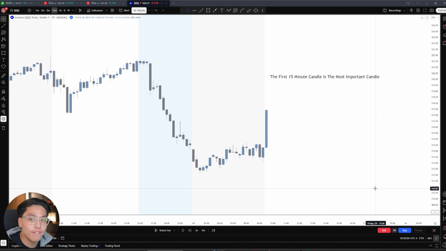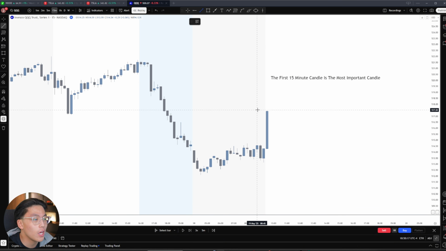So the first 15-minute candle is the most important candle when it comes to trading. This candle tells you everything that you need to know about the potential trend of the market. And this is going to be the first candle of the New York session. So at 9:30 a.m. Eastern Standard Time, you can wait for the first 15 minutes to play out and you can mark out the high and low of the candle.